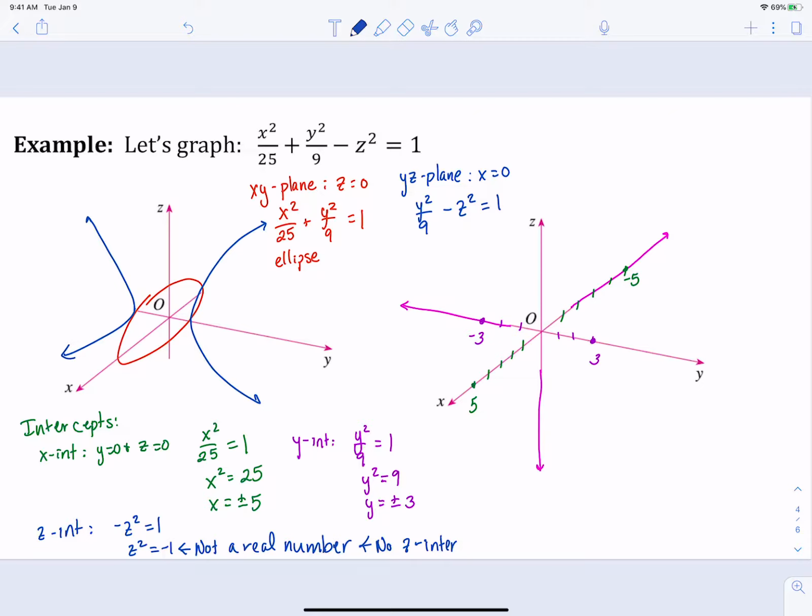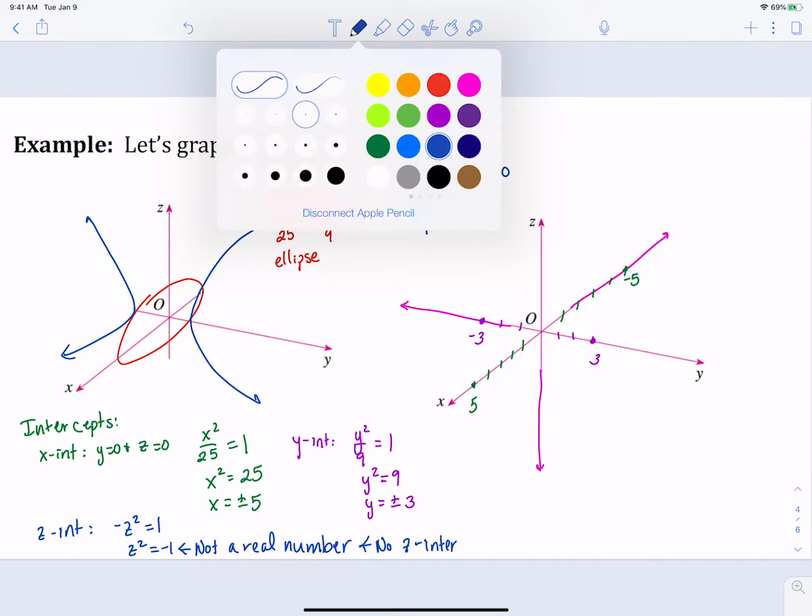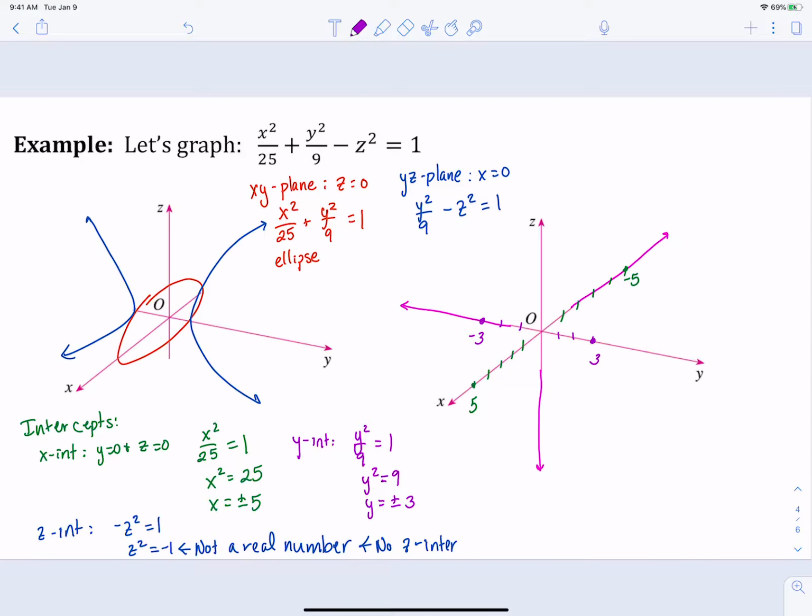Okay, and we've got one more. So maybe let's go with this color, and we've got the xz plane. This is when our y value is equal to 0, and we get something very similar to what we got with the yz plane. We've got x squared over 25 minus z squared equal to 1. This is also going to be a hyperbola. It's not going to cross the z-axis.